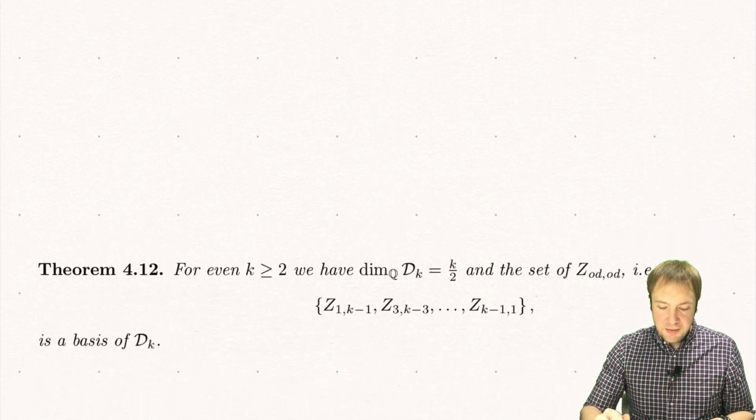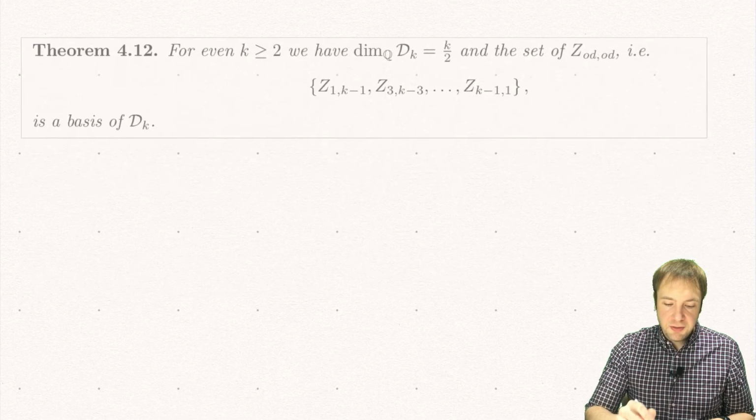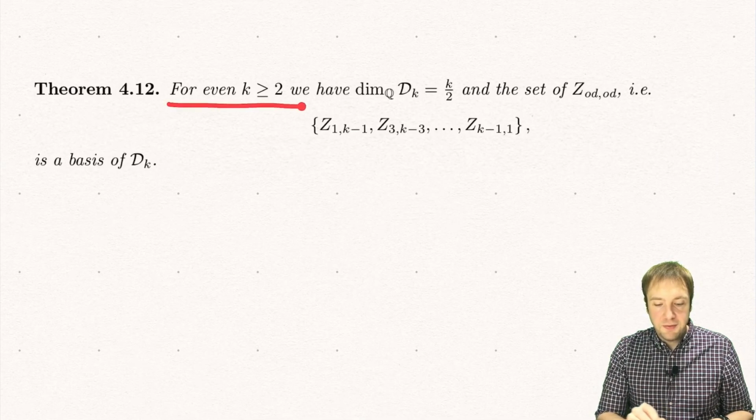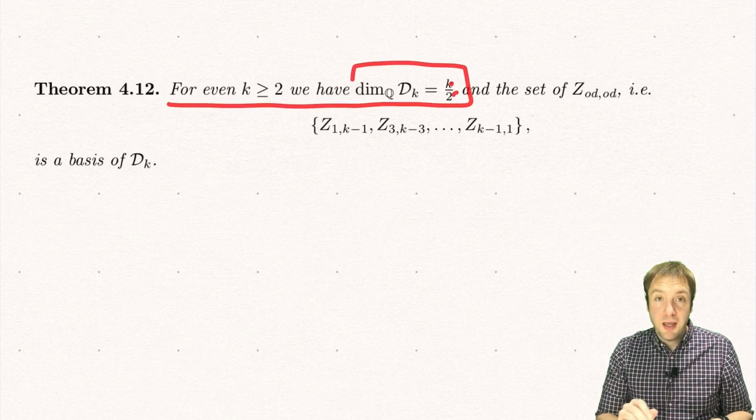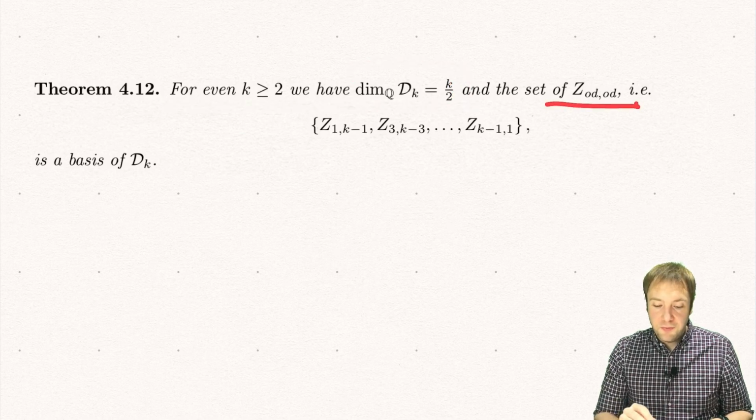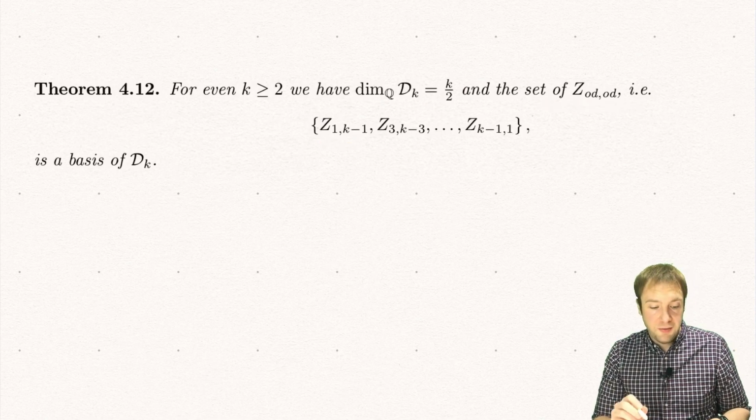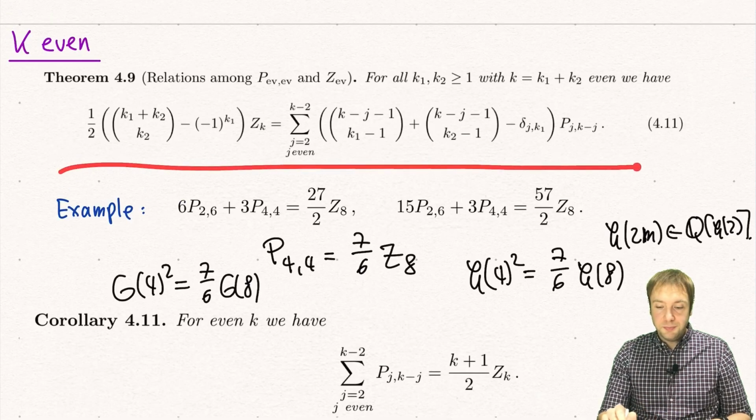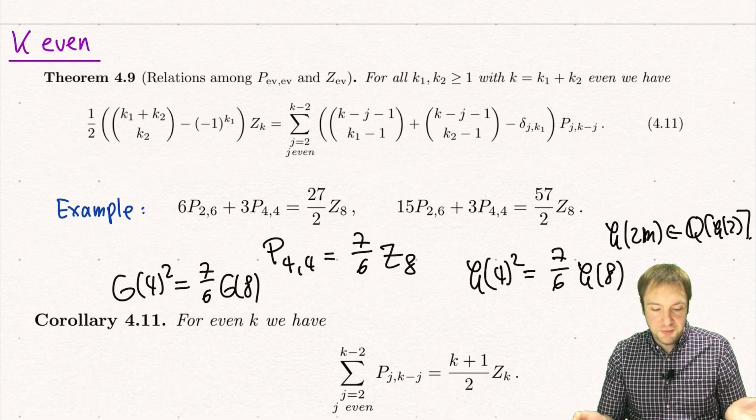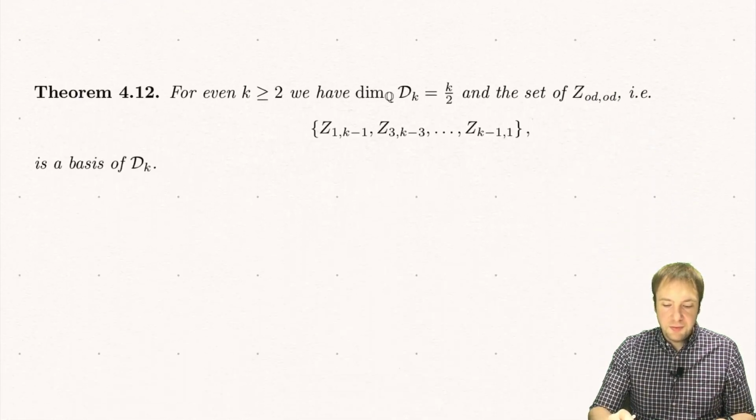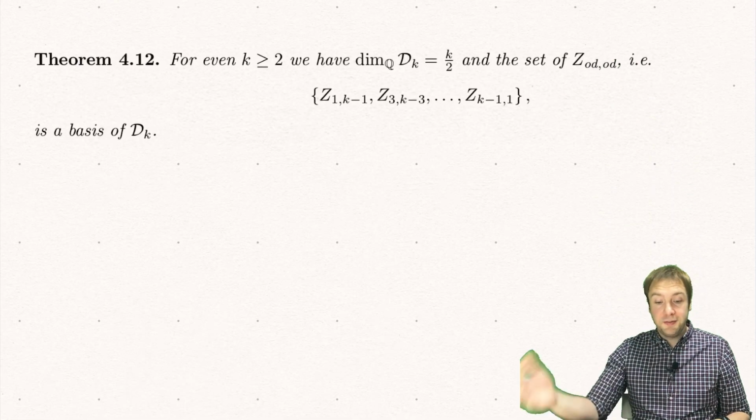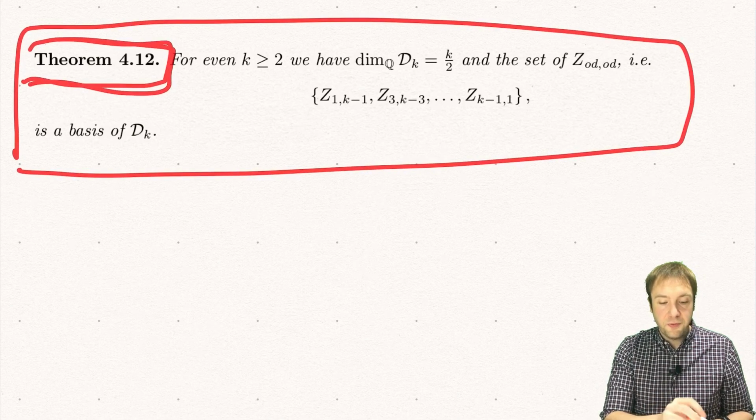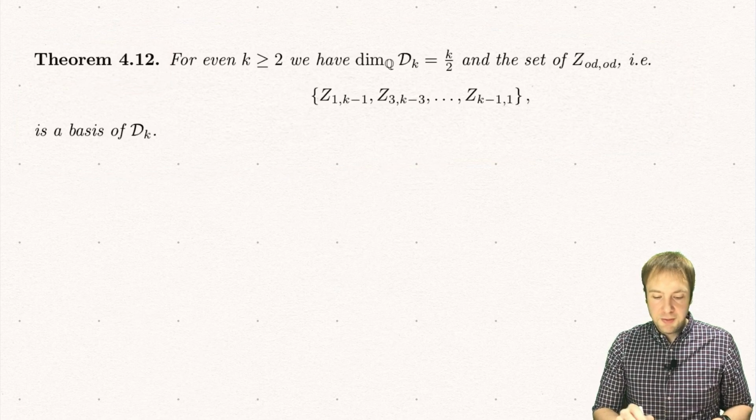Okay, and the analog of the dimension theorem we did for the odd weight, in the even weight case, the statement is that the dimension is exactly given by k over 2, and that the set of these z odd give a basis. But this will not be a consequence of this theorem here, because here we don't have z odds. But this we will prove next time. I just wanted to mention it here because we already stated the statement as a theorem for the odd weight case. But this we will do in the future.